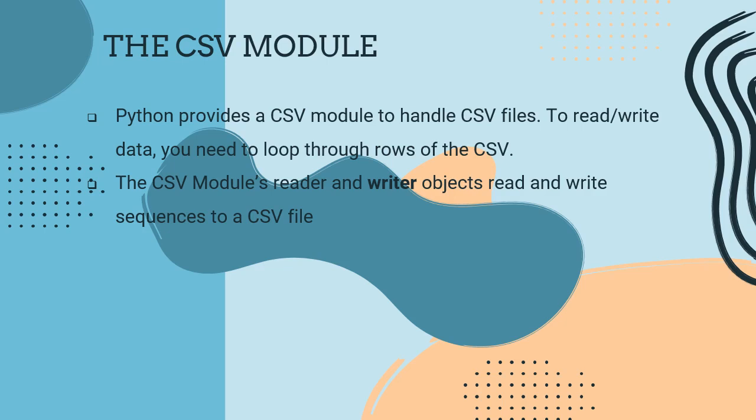To read and write data, we have to loop through the rows of the CSV, which means we have to pass through each row of a table. The CSV module's reader and writer objects read and write sequences into a CSV file. Sequences in the form of a list, a dictionary, or a tuple can be written into a CSV file and read from the CSV file with the help of reader and writer objects.